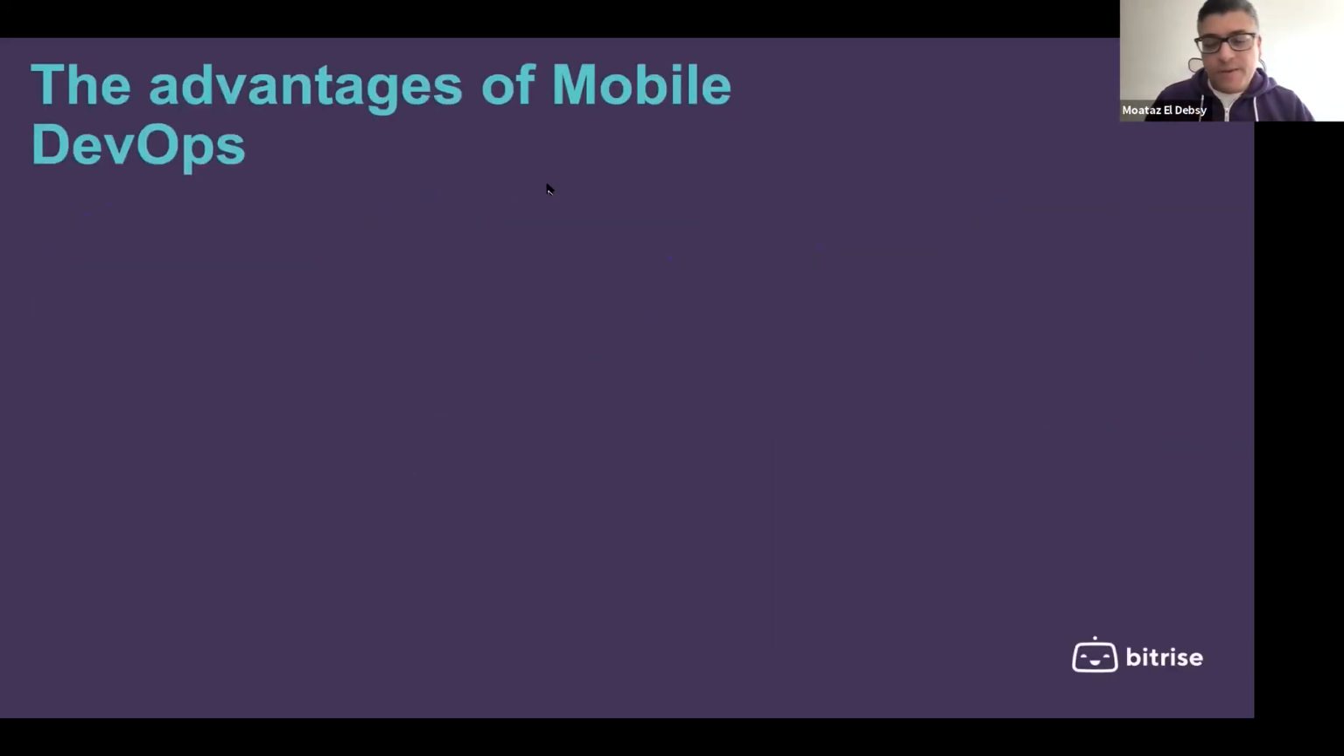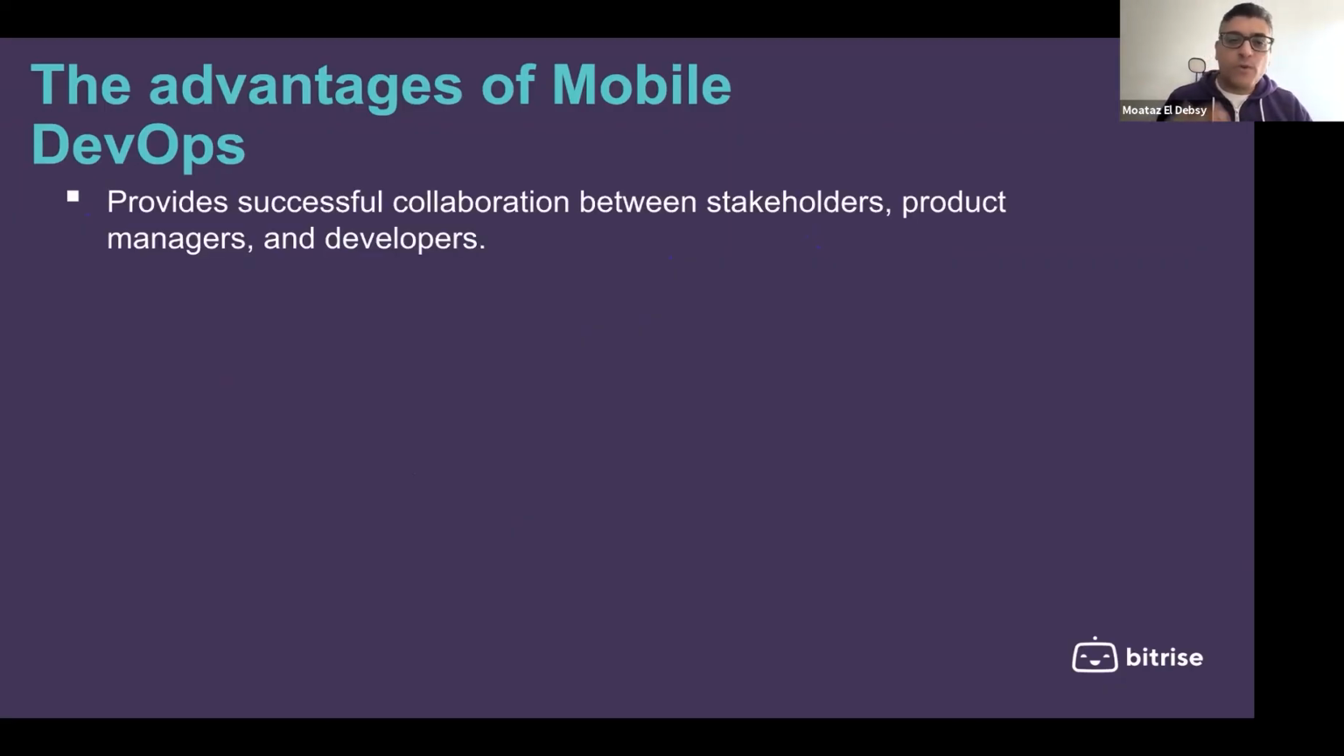Here are the advantages of mobile DevOps. Because we apply all of these practices, this will provide successful collaboration between stakeholders, product managers, and developers. Because as developers, we are not working alone. We have stakeholders, we have product managers. So if we have a process and all of us align together with the same goal and the same target, this will increase the collaboration between the team.